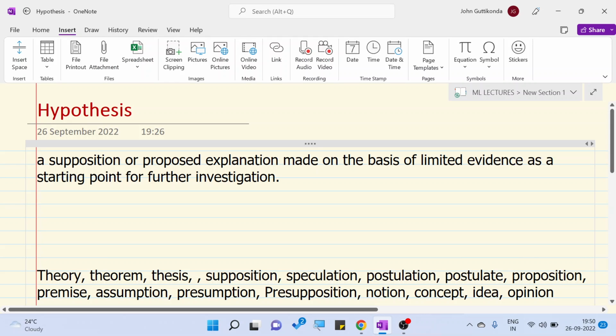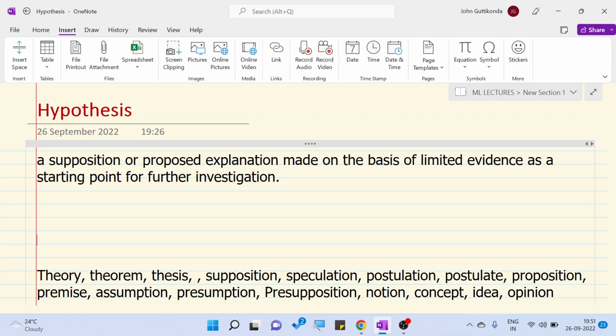Hi, today we are going to learn about hypothesis as a beginning to the course of machine learning. So, hypothesis, the meaning of the term is that it is a supposition or an explanation made on the basis of limited evidence as a starting point for further investigation.